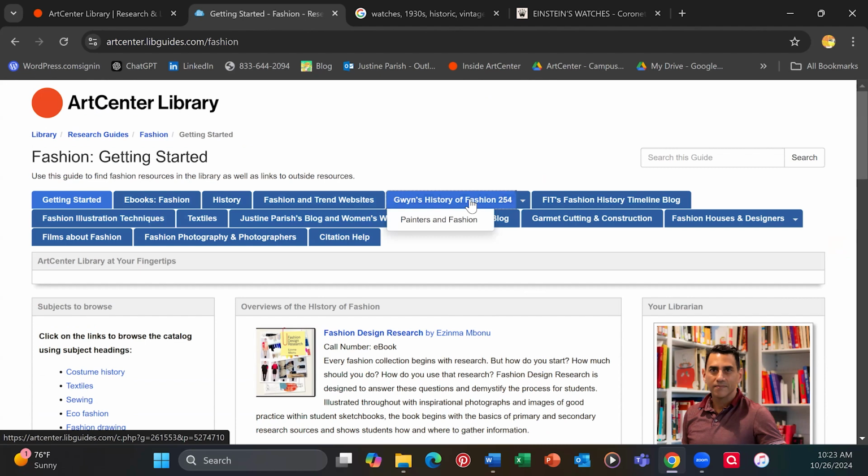Textiles. This is Gwen Conaway, who teaches the history of fashion for entertainment design. FIT, Fashion History Timeline blog, which is pretty good. Now, there's one here that probably is not valid anymore: FIDM Museum. It's the ASU FIDM Museum because ASU bought them out. But they have quite a bit of information there.